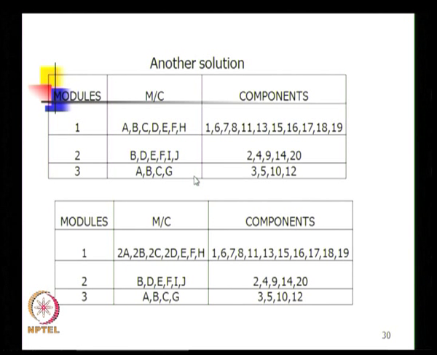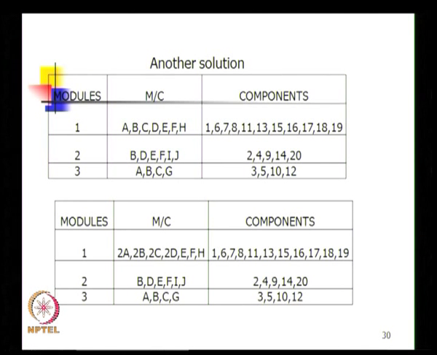Sometimes while working out, one would be tempted to say, why can't I try and merge and create a new cell with A, B, C, D, E, F, G and merge these. So, it is possible to do such a thing, and the students came up with a solution which is like this. So, the final solution had 3 modules, with one of them having A, B, C, D, E, F, H, and many components visit that cell.